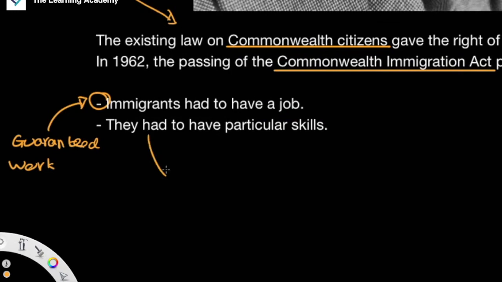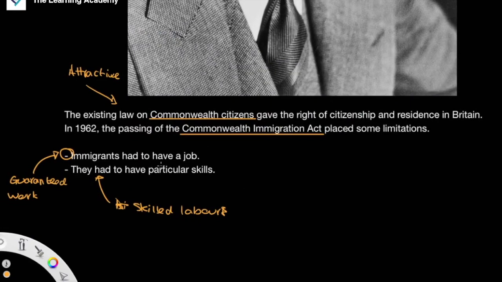So it was often skilled labor. That meant that people who were unskilled and didn't have a job couldn't come over here and try to find a job when they got here in an unskilled labour market. They would have to have a skill, it had to be in a skilled labour market, whatever skill that might be, and they must already have a job before they enter. So this did place limitations, of course.